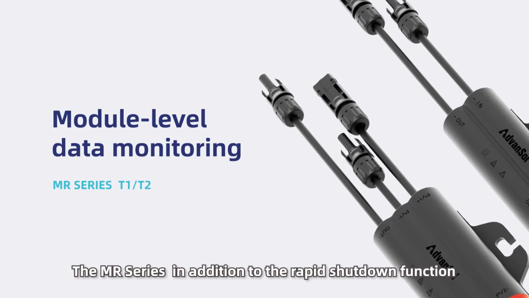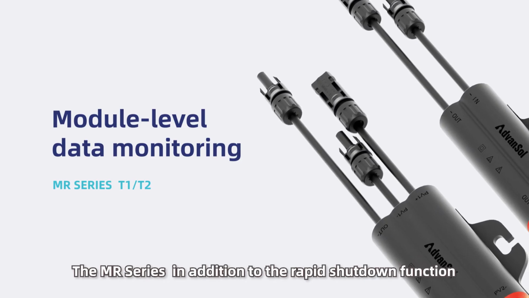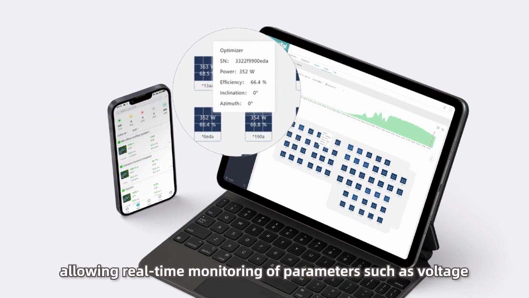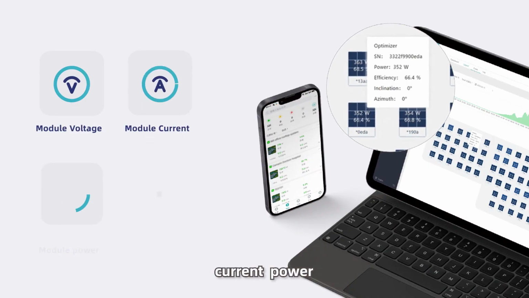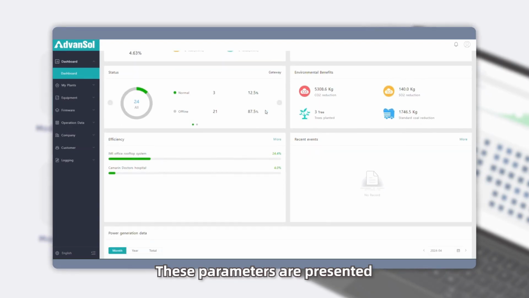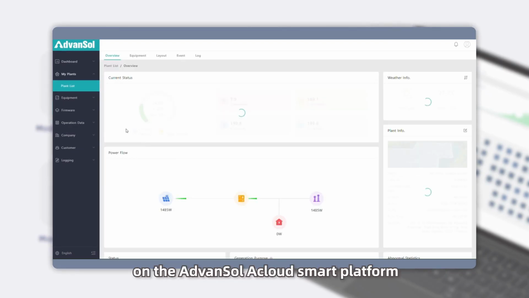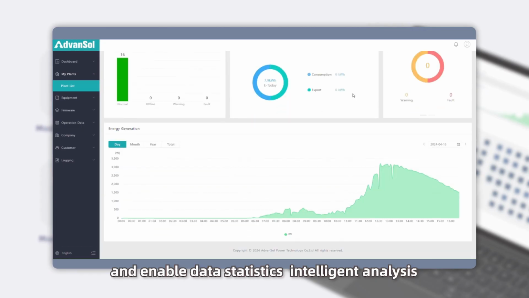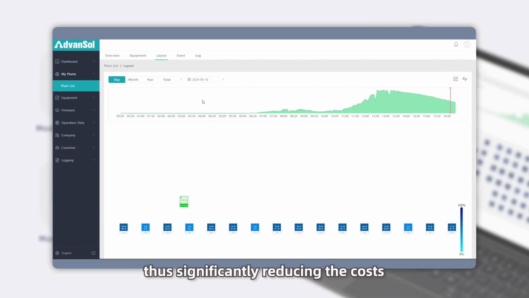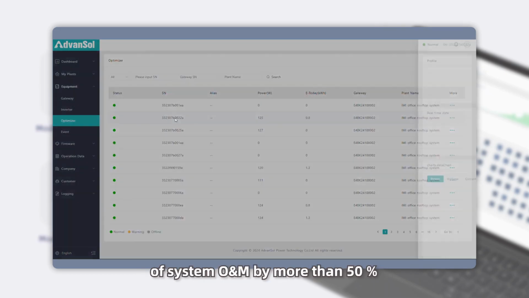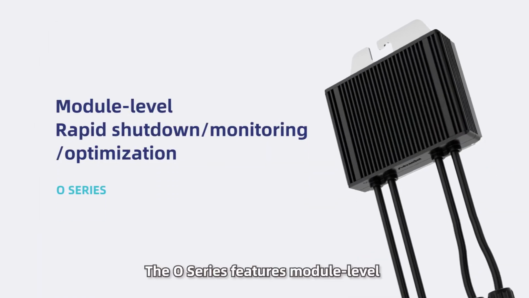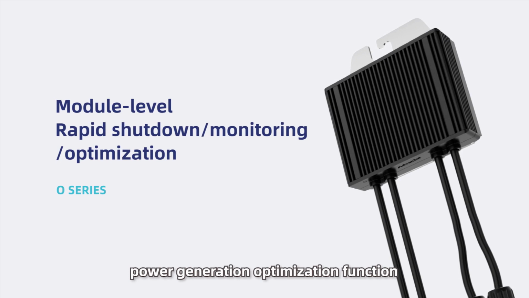The MR series, in addition to the rapid shutdown function, also features module-level data monitoring, allowing real-time monitoring of parameters such as voltage, current, power, and temperature of each solar module. These parameters are presented on the AdvanSol Cloud Smart platform and enable data statistics, intelligent analysis, and intelligent O&M for solar systems, thus significantly reducing the costs of system O&M by more than 50%. The O series features module-level power generation optimization function.